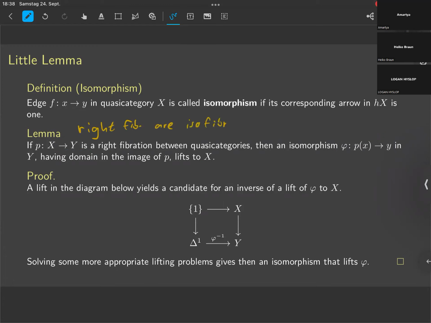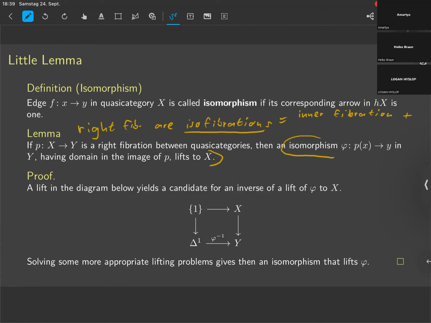Isofibrations. Okay, and what is an isofibration? I didn't tell this. Let me say this again. An isofibration means an inner fibration plus this condition: that any isomorphism lifts to X when the isomorphism starts in some P of X.